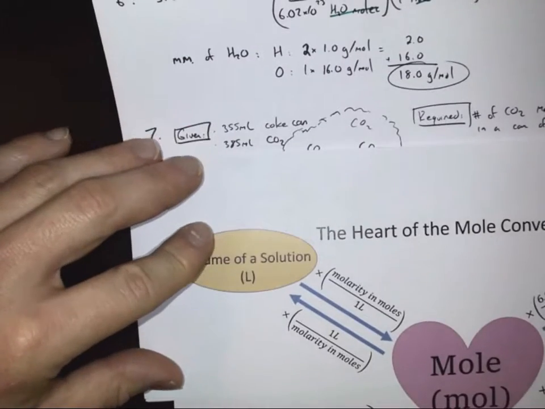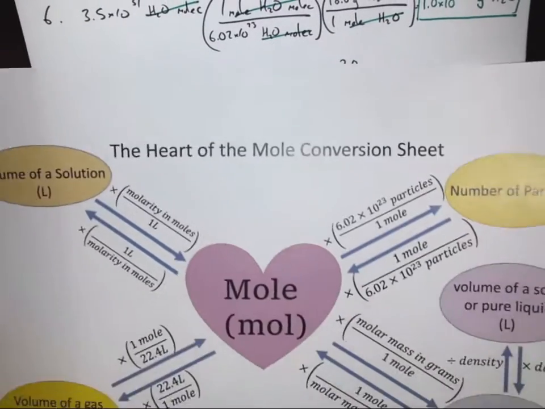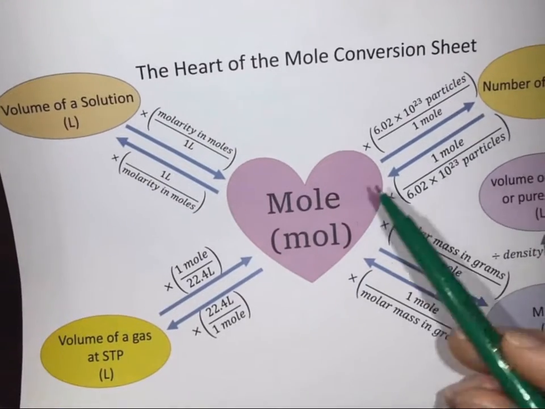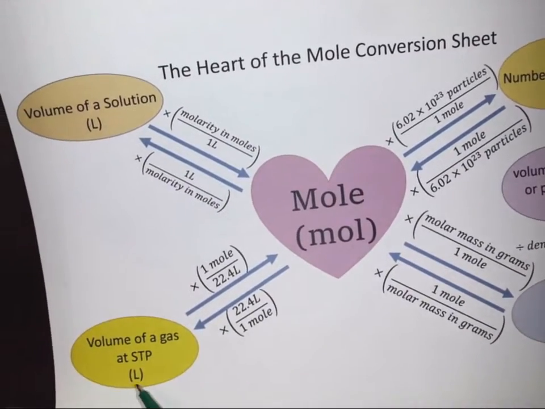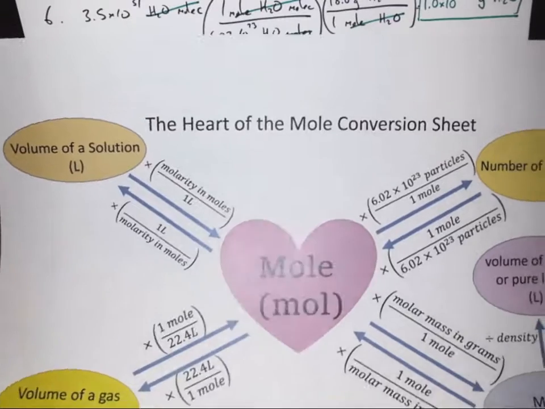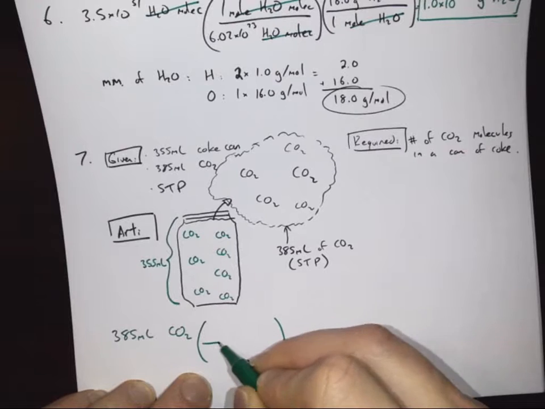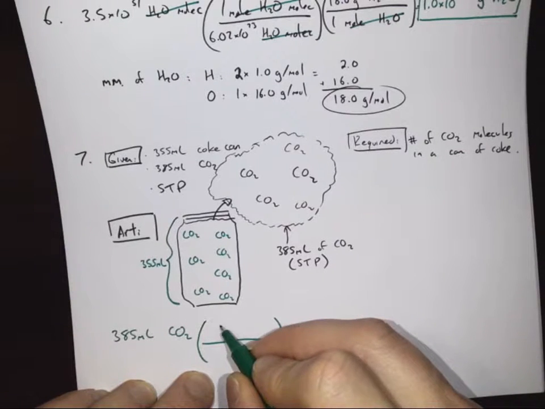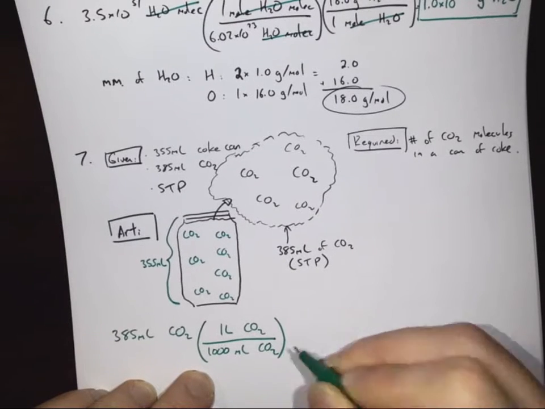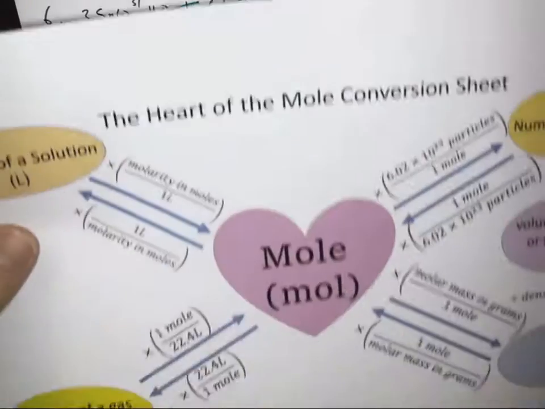And what are we required to find? We're required to find the number of carbon dioxide molecules in a can of Coke. So that's the number of particles. We're going to need to go from down here up to here. Before we get started, we need to make sure we are starting with liters of carbon dioxide gas. So the first thing I have to do is turn this number of milliliters into a number of liters. I know 1 liter of carbon dioxide is the same thing as 1,000 milliliters of carbon dioxide, so milliliters of carbon dioxide cancel out. Now I've got liters of carbon dioxide.